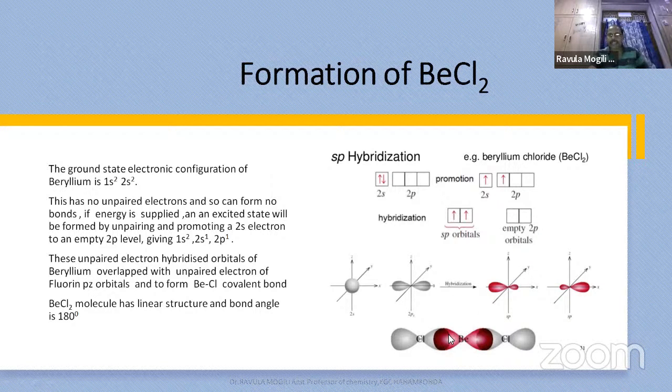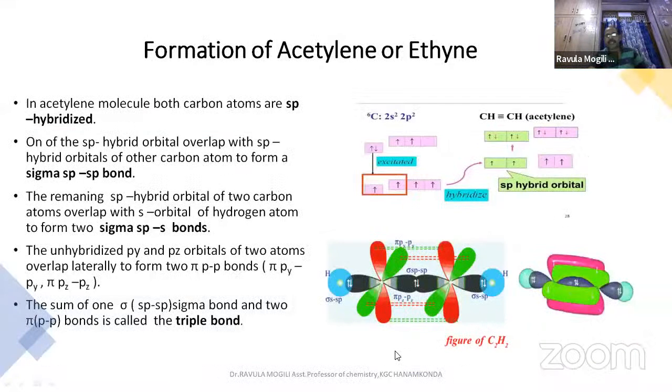This sp hybridized orbital overlaps with the chlorine pz orbital. What type of bond is formed here, sir? Sigma sp-p bond. This is the overlapping space, and the overlapping space is nothing but the sigma sp-p bond. Here also, sigma sp-p bond. So they are arranged in a linear geometry. This is for sp hybridization.